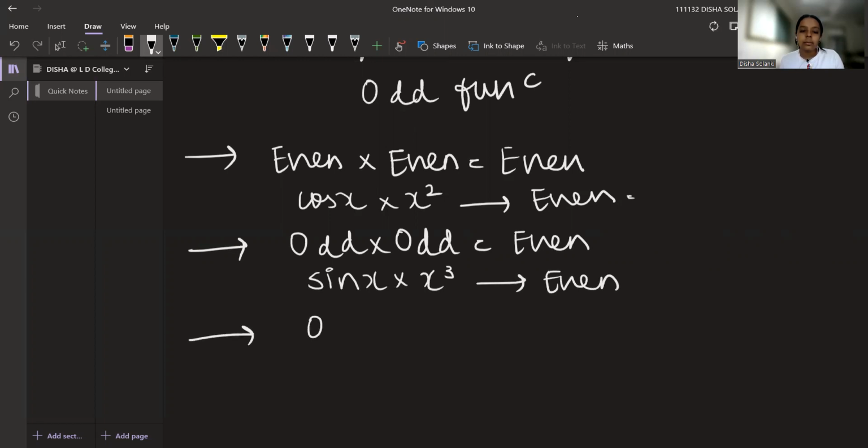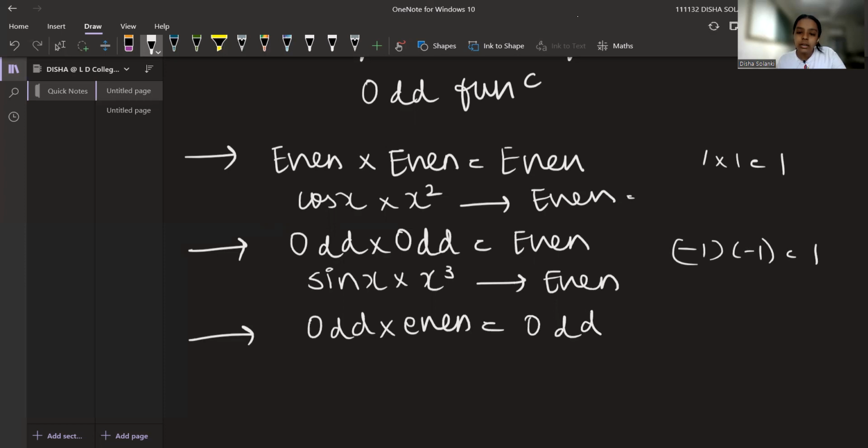But if you multiply odd into an even, जैसे कि आप सब लोग जानते हो कि -1 into -1, that is an even, that is 1. 1 into 1, that is 1 only. So even and even. But if you multiply odd into even, then it will result into an odd function. That is -1 into 1, which is -1, that is odd. So you can remember it from it.